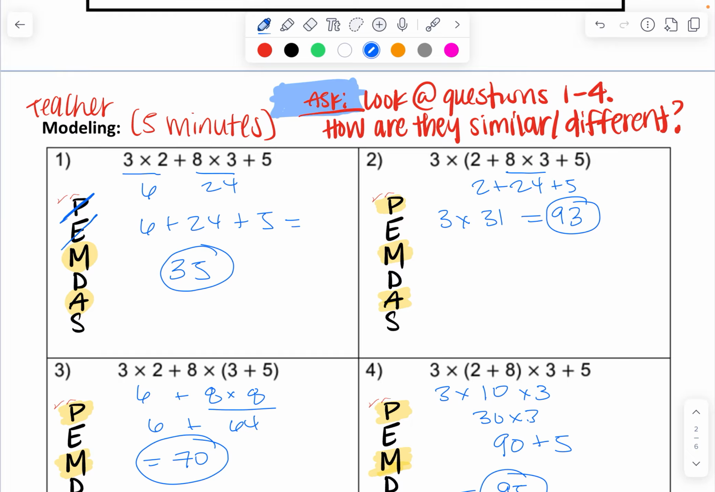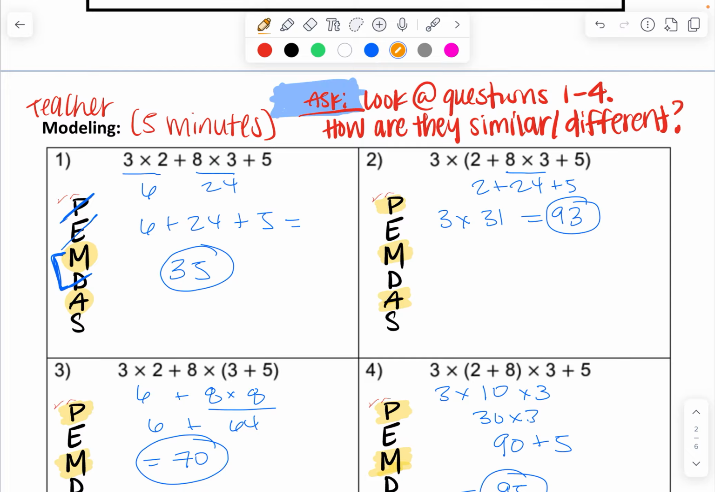Do I see multiplication? Well, we know that multiplication and division go together. Do I see multiplication or division? Yes, we see multiplication. We do not see division. Great. So that means we don't have to worry about the interchangeability between the two of them. We're just going to focus on the multiplication. We see multiplication in 2 places, so let's do both of them.